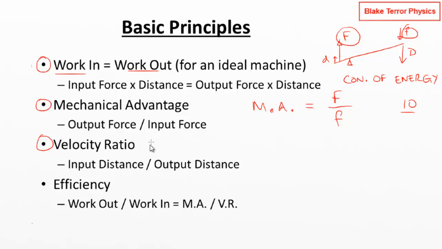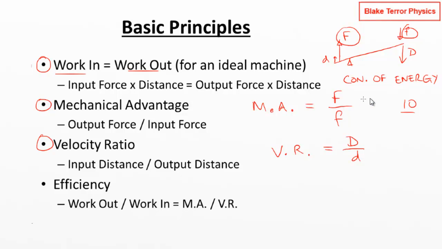It doesn't really matter. Just one of them is including time and one of them isn't. So the velocity ratio is now just looking at these distances. So our velocity ratio, VR, this time they put it the other way round because they want to keep numbers greater than 1 by and large. So we've got the input distance divided by the output distance.